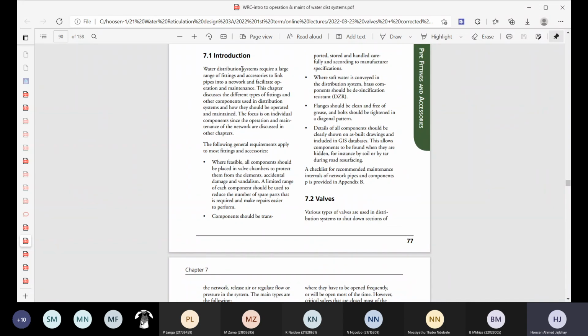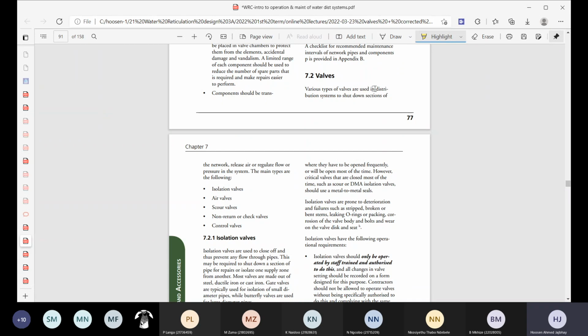So why? Firstly, in any water distribution system, you will require a large range of fittings and accessories. That's the basic thing to remember. Let me just get my highlighter. So water distribution systems require a large range of fittings and accessories, and the purpose behind them is to link pipes and to facilitate operation and maintenance. So that'll be one of the reasons why you're going to have these valves in the system. You can read through the rest of it.